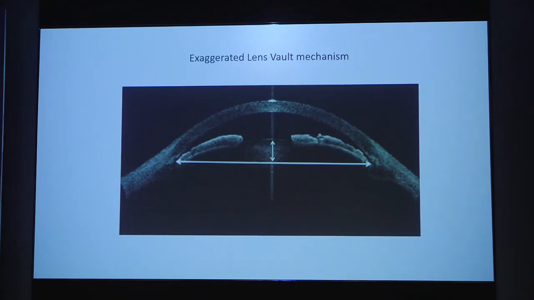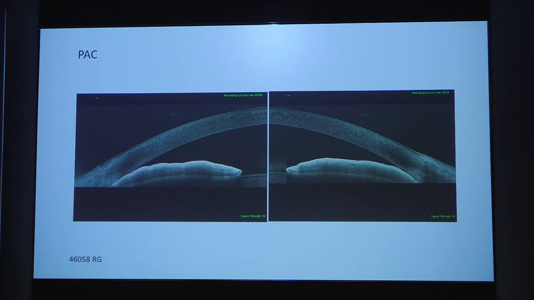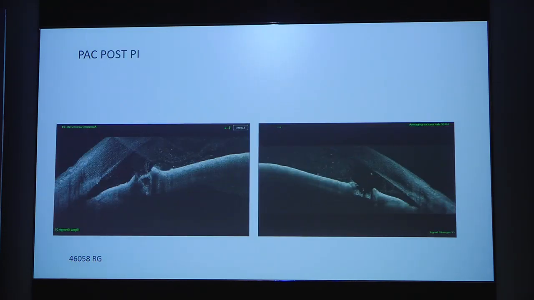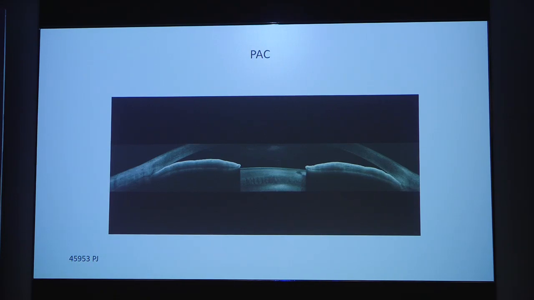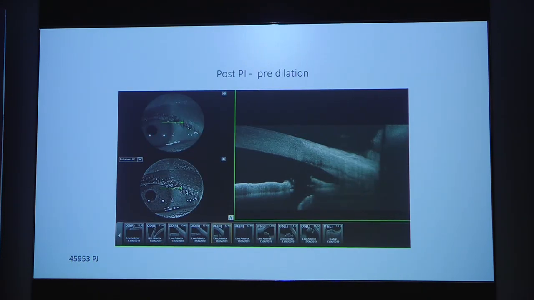So this you can identify, and again the exaggerated lens vault mechanism, like in UBM also. So this is qualitatively also, you can say that the angle is 0 without measuring it, and there is an oppositional angle closure, and post PI the angle is opened in both the eyes. Again this is a peripheral angle which is a narrow oppositional angle, and this is pre-dilatation.